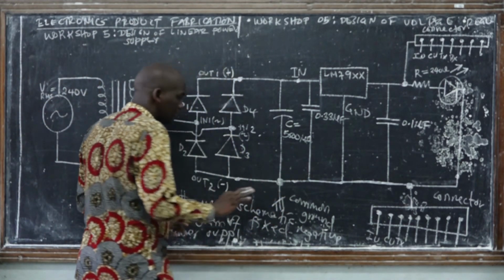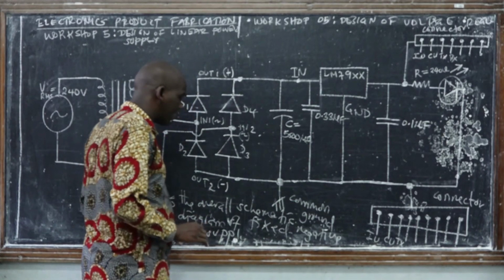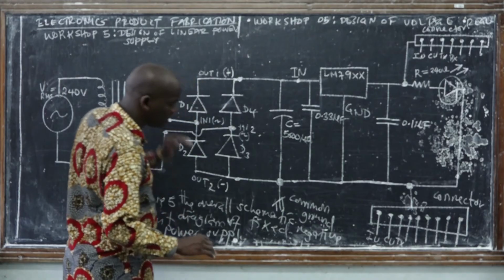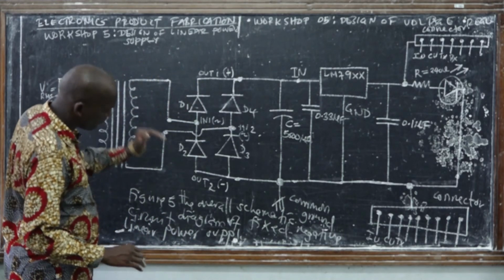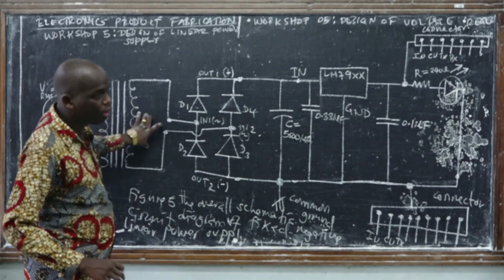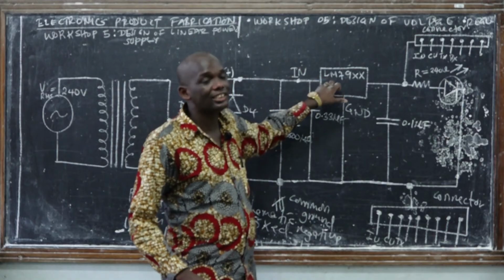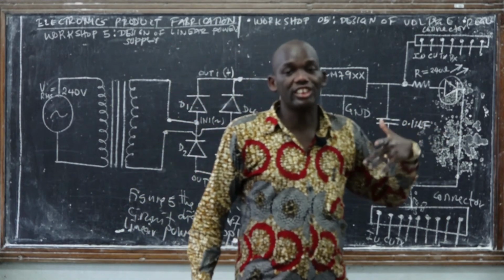That is number 2. So from the title, you can write the schematic circuit diagram of fixed negative linear power supply. You redraw, but you just come and change. Don't think that you will just remember to change 8 and write 9.